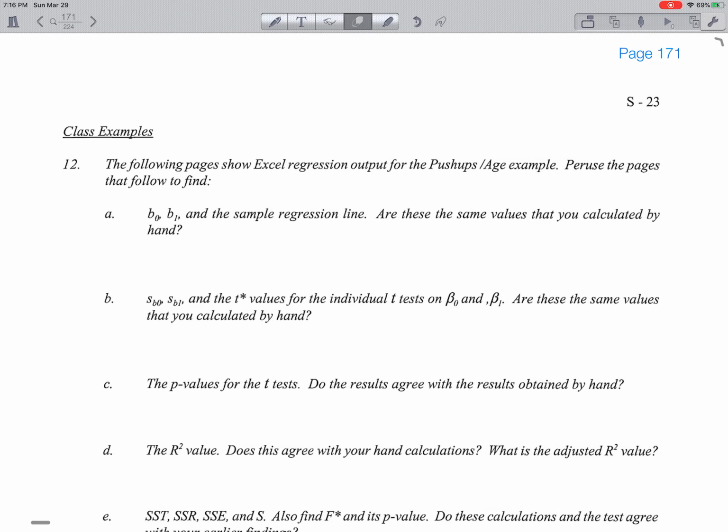Hey class, welcome back to our last mini lesson on Unit S, Simple Linear Regression. We're going to look on pages S23 and S24.